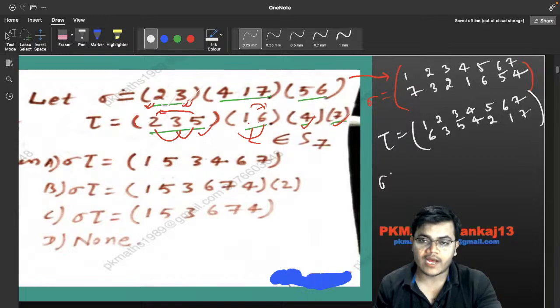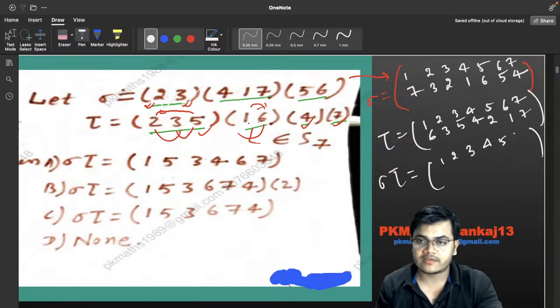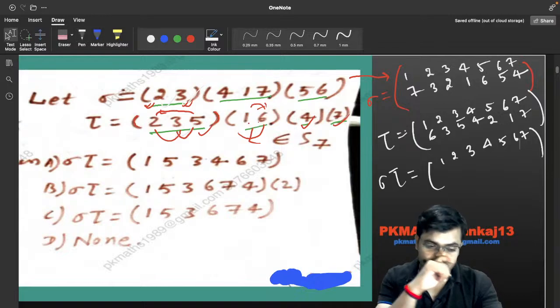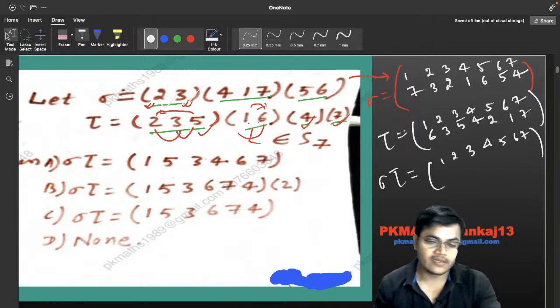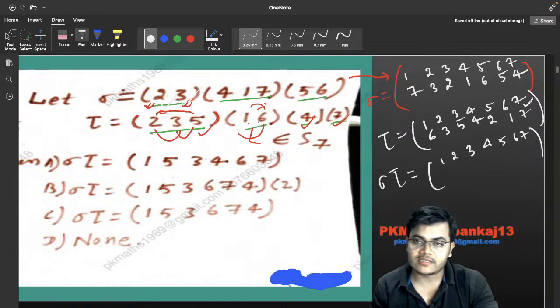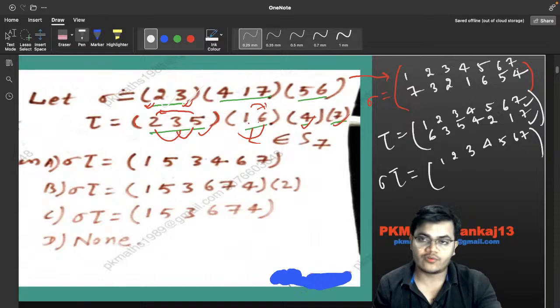Now it's time to write the product, and we will not hesitate to write it. First of all we write the elements 1, 2, 3, 4, 5, 6 and 7. Now sigma tau is the product we have to find. Here 7 is going to 7 and 7 is going to 4. So in the product, 7 will go to 4 finally.